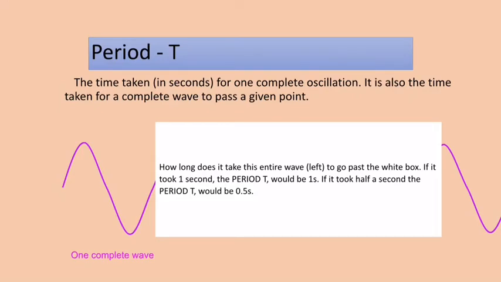At the start, one of our questions was about period, and that's got the symbol T in science. That period is the time taken in seconds for one complete oscillation, and that's the same as the time it takes for a wave to pass a given point. Take time to read this and understand it. An oscillation is that one wavelength. So the time it takes for the wave to go back to where it started.